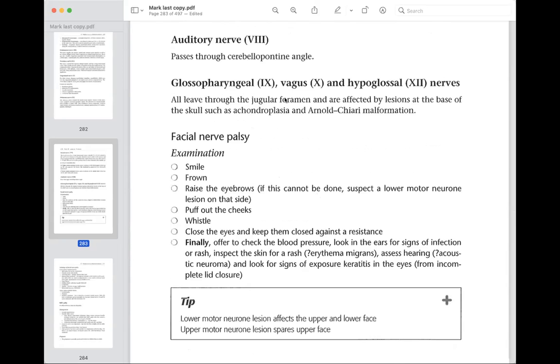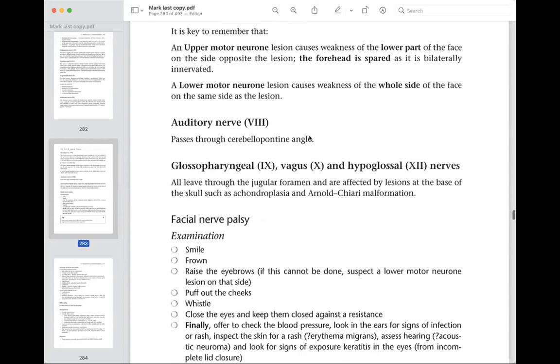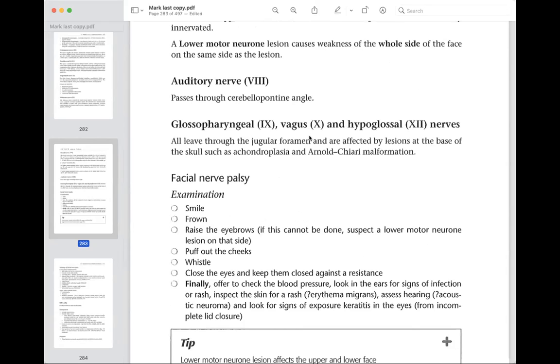Auditory nerve, 8th nerve, passes through the CP angle. Again, you see 7th and 8th are very close to each other. It also emerges from the cerebellopontine angle. Both are very close, so if one nerve is affected, there is a chance that another is also affected. So you should just offer to examine these nerves also. If there is time, do it. If you did not do it, at least offer that you want to check this nerve also.